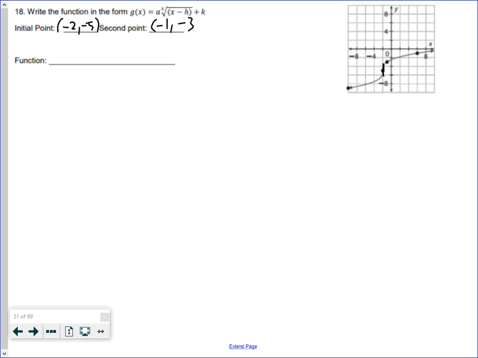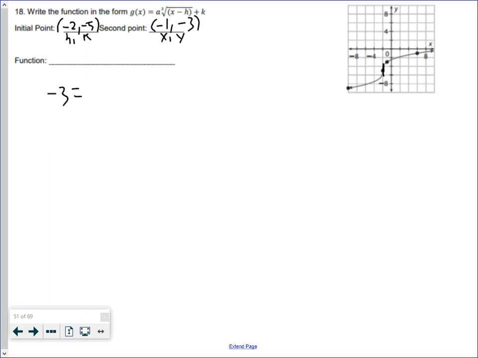You can use the other one too if you wanted to, which is (6, -1). It doesn't matter, but (-1, -3) has smaller numbers, which makes it a little easier to solve for. So we're going to solve this out. This gives you your x and y, while this gives you your h and k. So we can plug these into our formula, g of x, or rather our y.